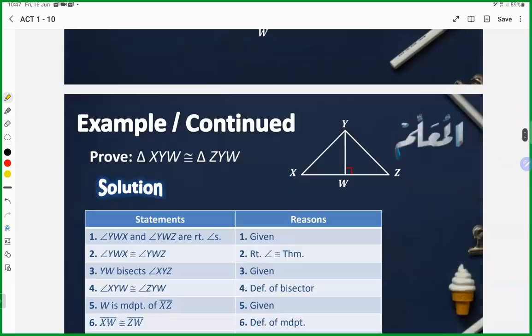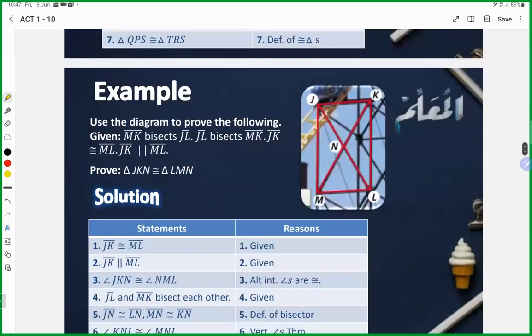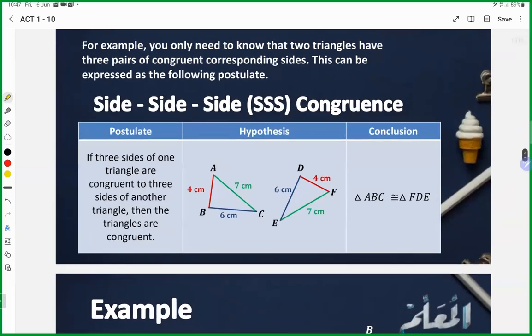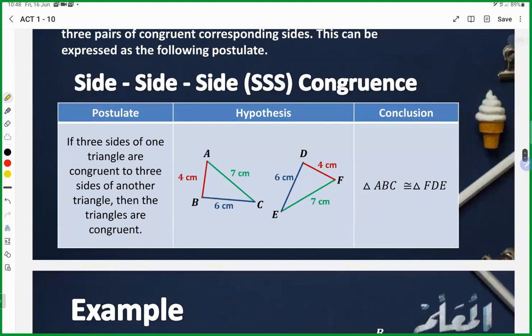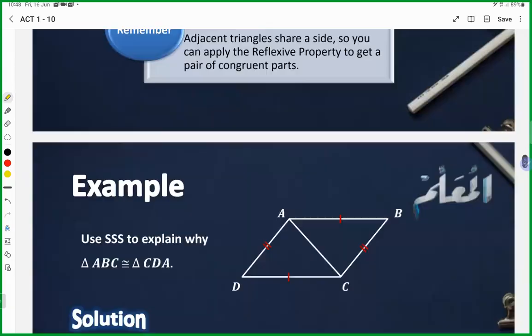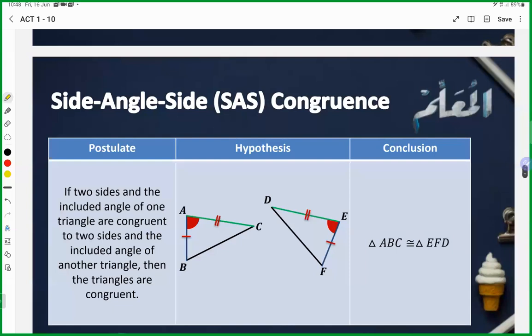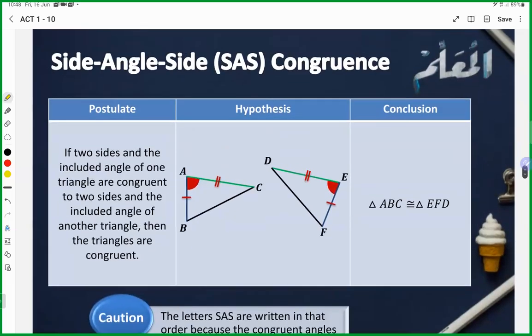What are the 5 postulates that make triangles congruent? The first is side-side-side: 3 sides are congruent to 3 sides. Second postulate, side angle side: 2 sides are equal to 2 sides, and the angle between them, the included angle, is equal to the included angle. So in this case, we say yes, both triangles are congruent.